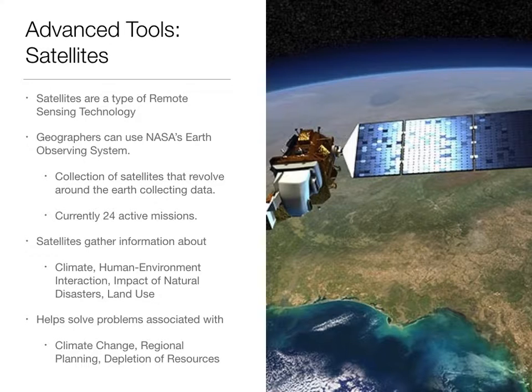Anytime that a city government wants to expand its city or reallocate resources, they oftentimes use images from satellites to try and figure out where to build things, where to build infrastructure, and things like that.